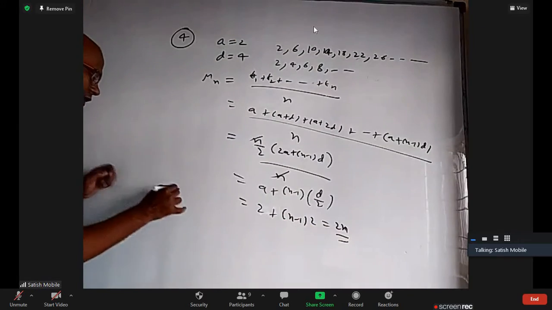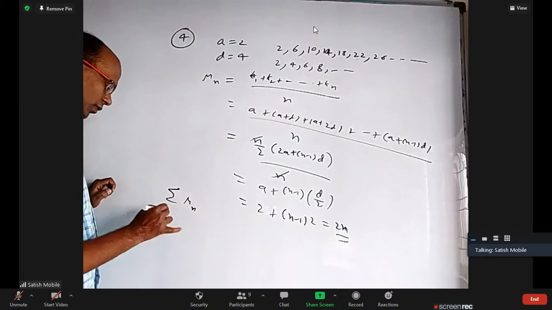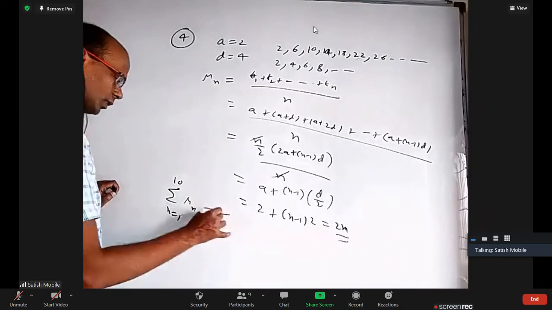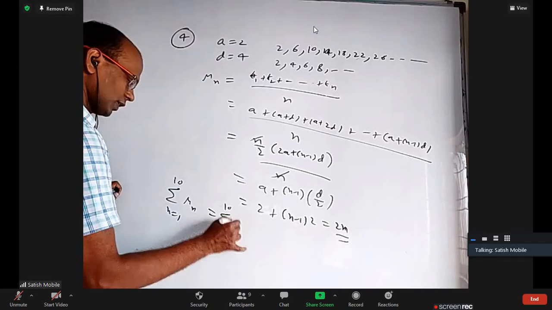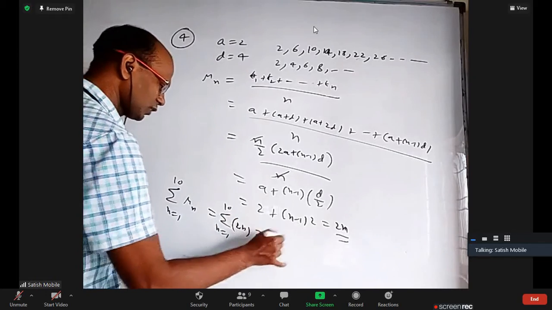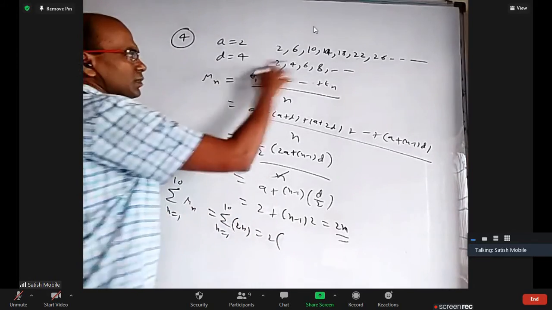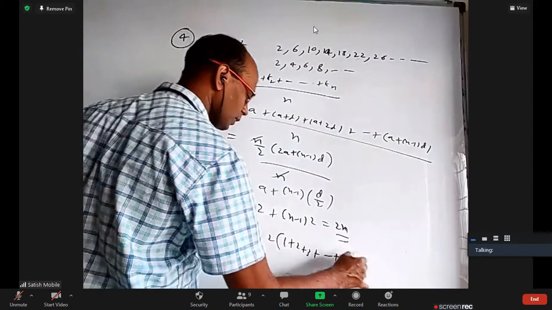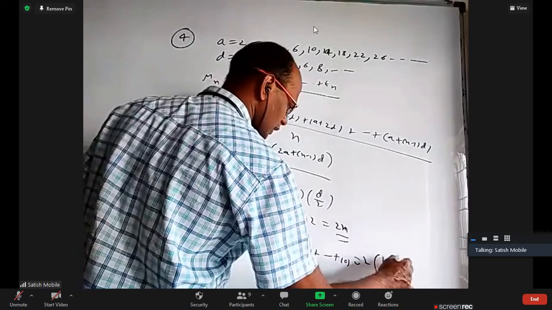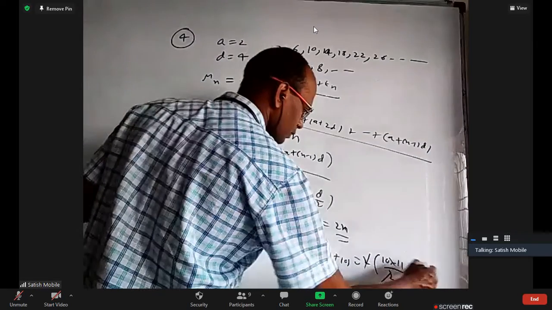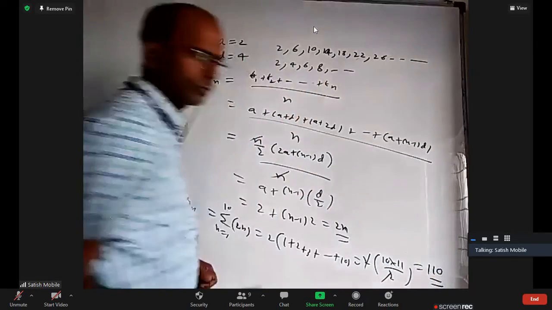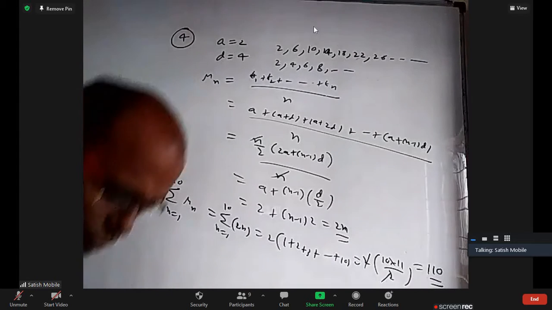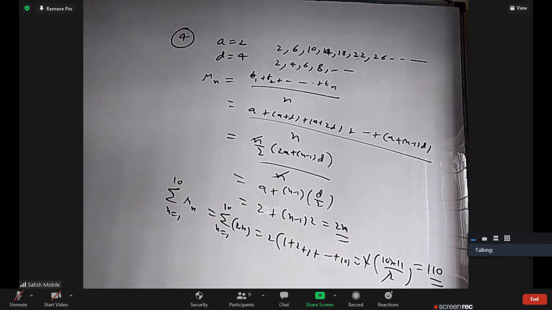Now they want sigma Mn where n equals 1 to 10. That is sigma, n equal to 1 to 10, of 2n. If we take 2 common, it is the sum of the first 10 natural numbers: 1 plus 2 plus 3 so on up to 10. That is 10 into 11 by 2. Cancel. You will get the answer. Just a simple question in progression, just like the Mn introduction.